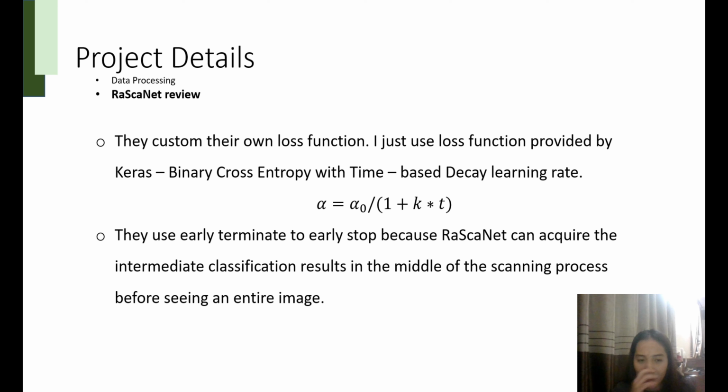Another difference is that they use early termination to stop early. When you scan from the top to the bottom, maybe you can stop in the middle because you have predicted whether there is a person or not. So you needn't scan the entire image. That's why they use early termination. But actually, I don't use it. I just scan from the top to the bottom.